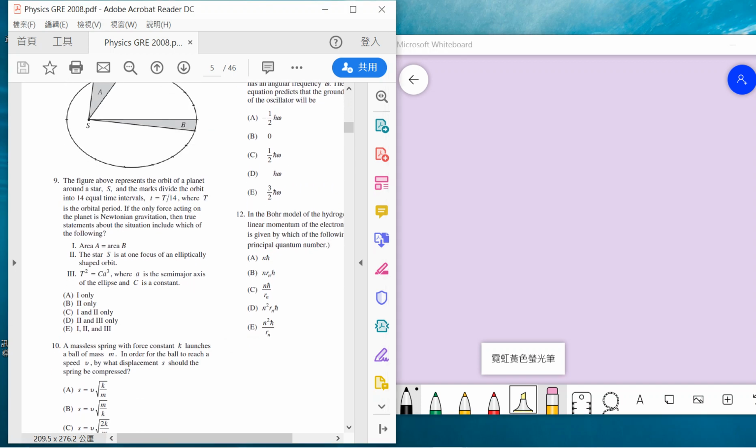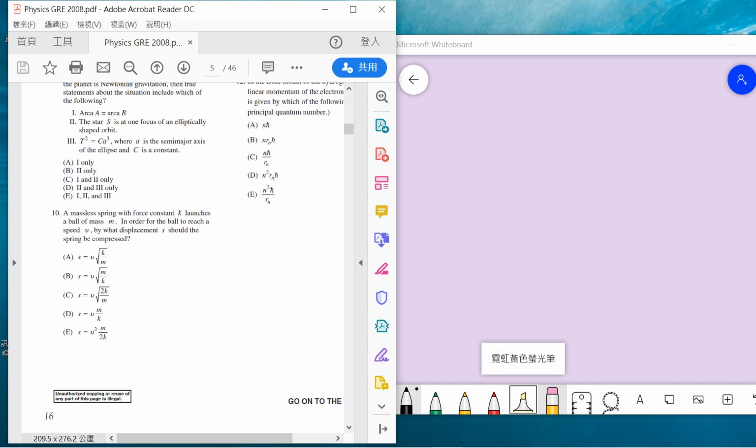Okay, number 9 says that there's an orbit. Basically, you know that he's asking about Kepler's three laws of planetary motion. The first one, area 1 is area B, I think is the second law. The second, the star is at 1/4, is basically the first law, and the third one is the third law, right? So T squared is equal to C a cubed. So the answer is E.